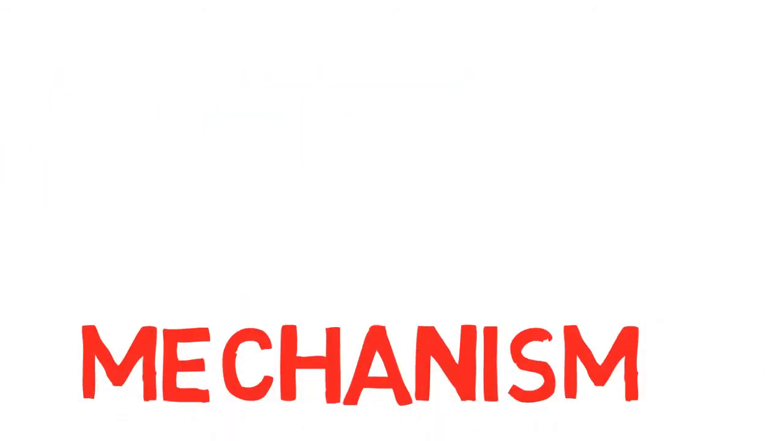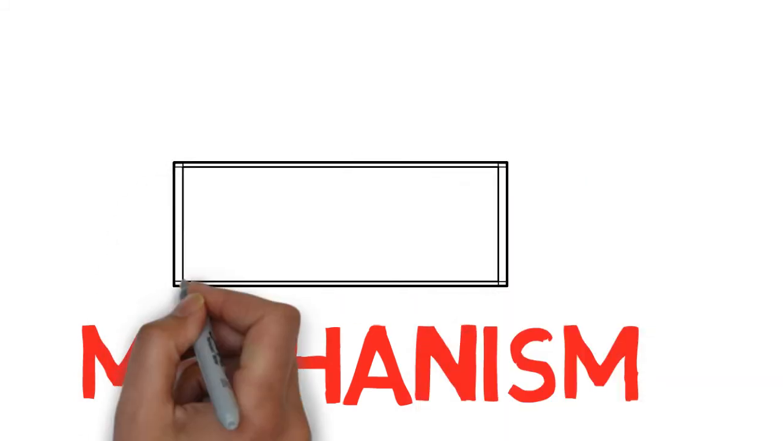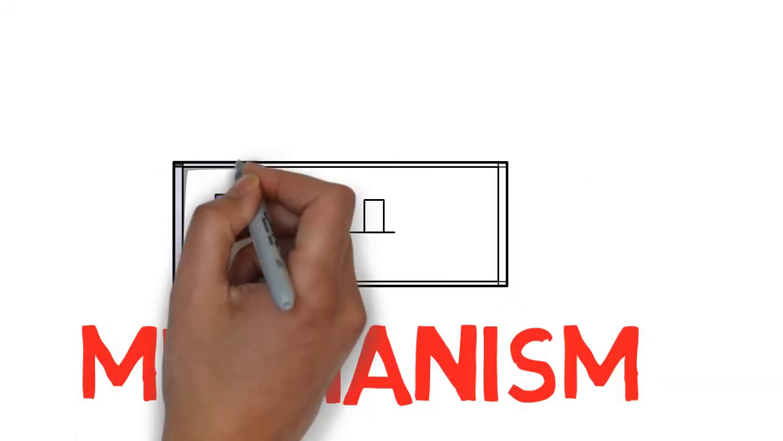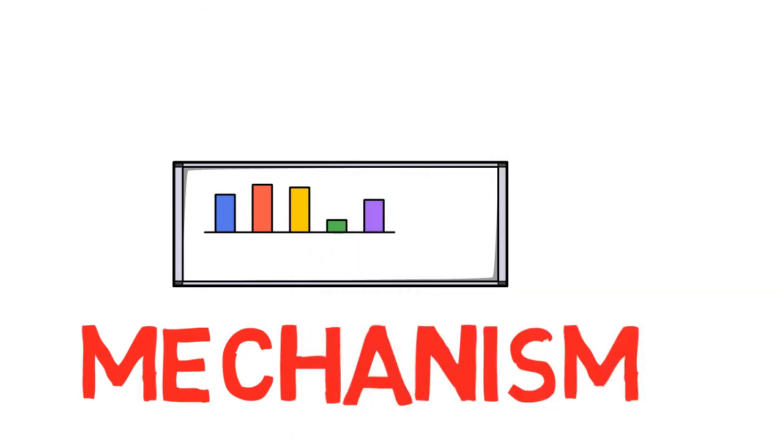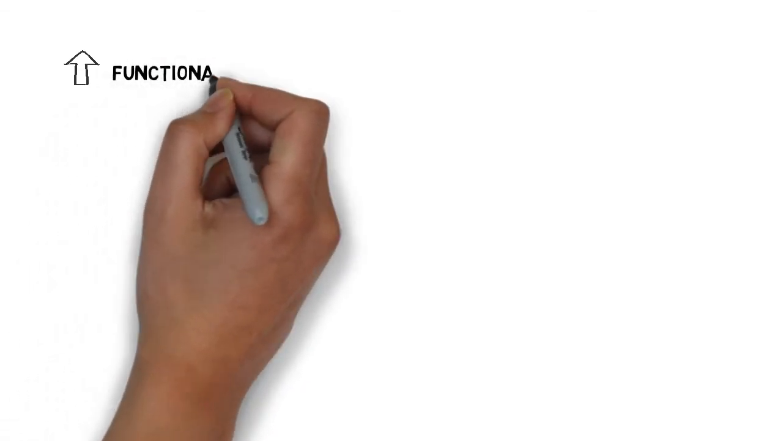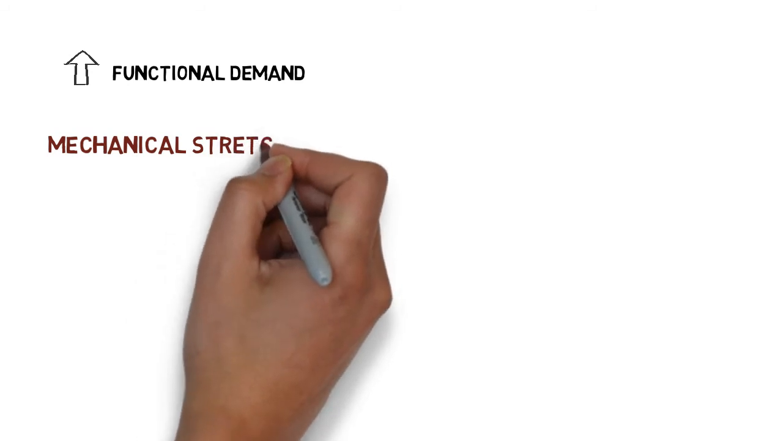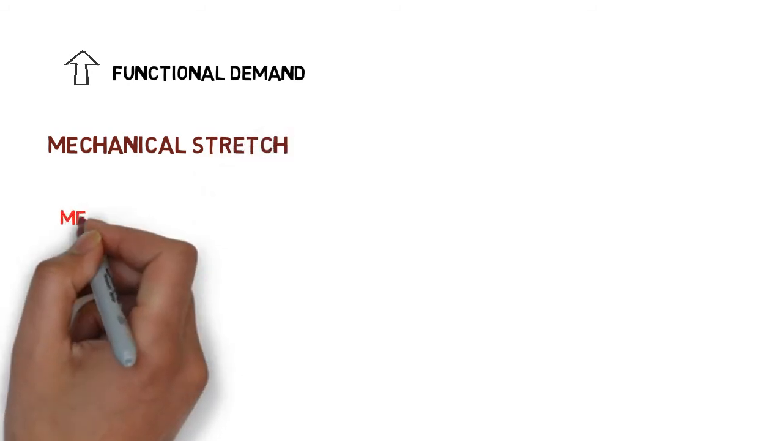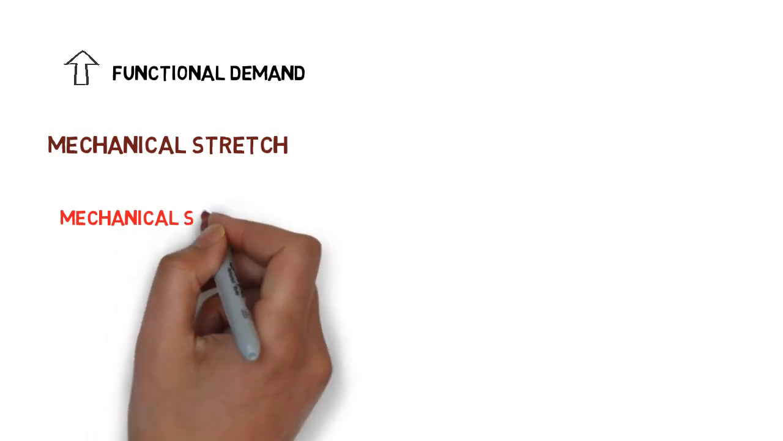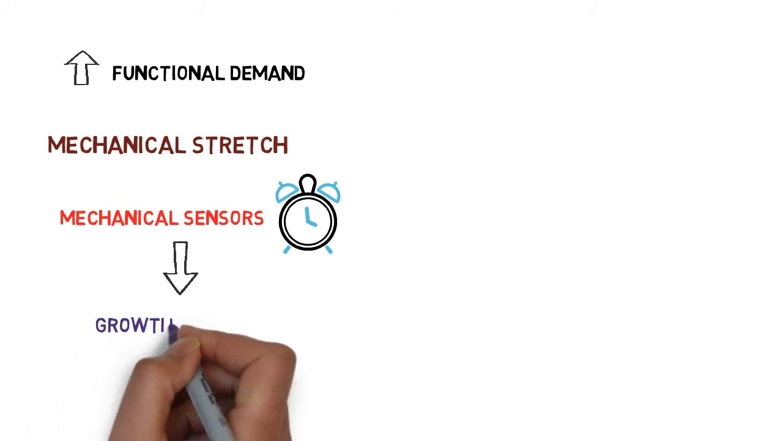Let's learn about the mechanism of hypertrophy in a simplified manner. Most of the studies have been done on cardiac muscle, so we will take cardiac muscle as an example. First, there is an increased functional demand or hormonal stimulation. This will cause an increased mechanical stretch on the muscles. These are detected by the mechanical sensors which are present on the cytoplasm, which will lead to production of growth hormones, agonists, example alpha adrenergic hormones.